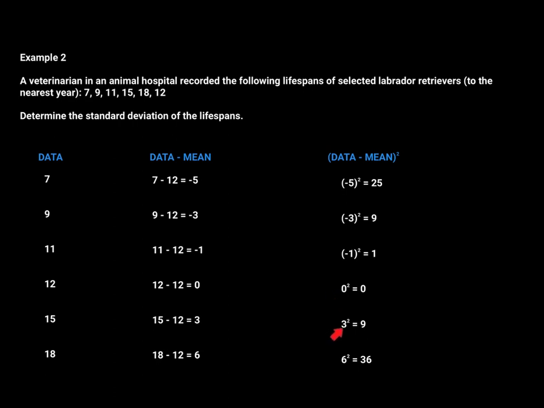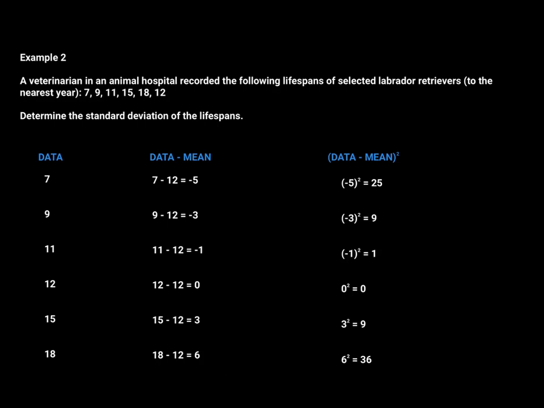This base here is +3. This base here is +6. Whenever your base is positive, you don't need parentheses. Now, you can use parentheses every single time, right? But whenever the base is positive, you don't need parentheses. But if the base is negative, you absolutely need parentheses.